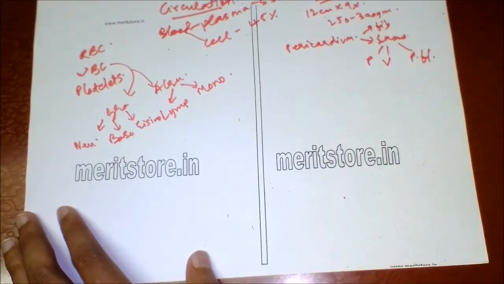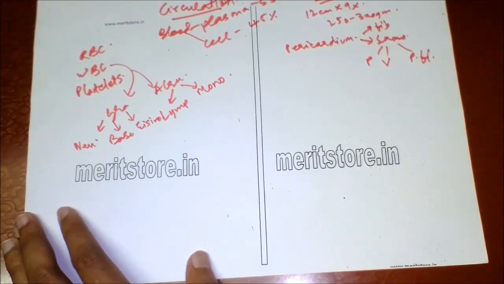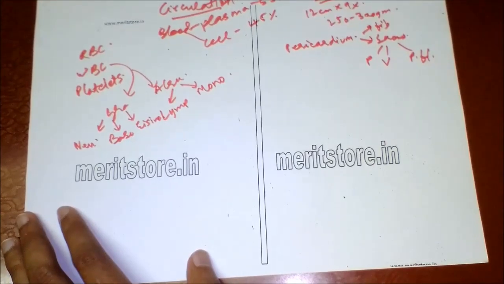The heart wall consists of three layers: epicardium, the middle myocardium, and the inner endocardium. Myocardium is made up of cardiac muscle responsible for heart movements. The outer epicardium is made up of mesothelium, and the inner endocardium is made up of endothelial cells.